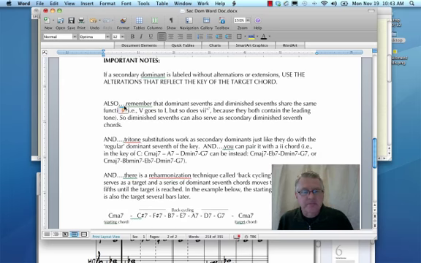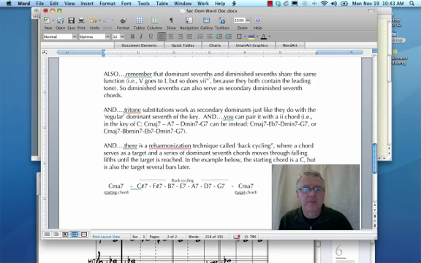Three other things. Remember that dominant sevenths and diminished sevenths share the same function, as in 5 goes to 1, but so does 7 diminished seventh. They both contain a leading tone. Diminished sevenths can also serve as secondary diminished seventh chords. So they would be called 7/ and then whatever chord number you're going to. Also, tritone substitutions work as secondary dominants just like they do with regular dominant sevenths.